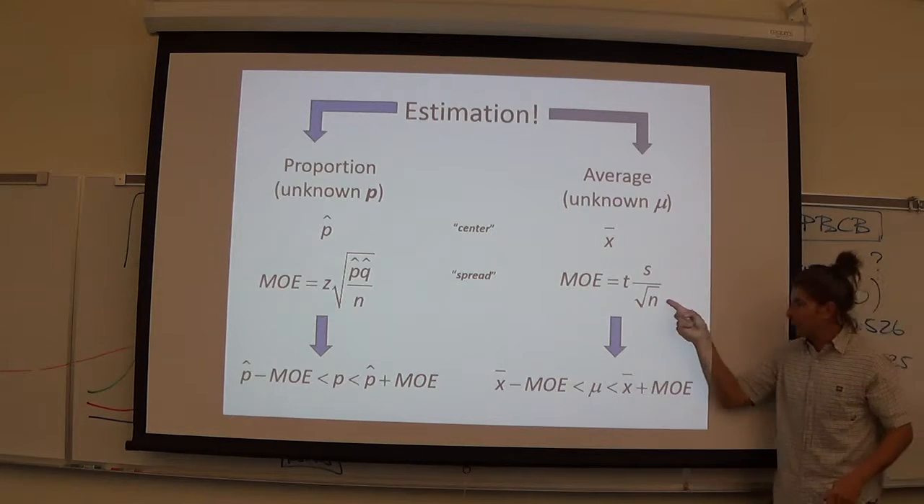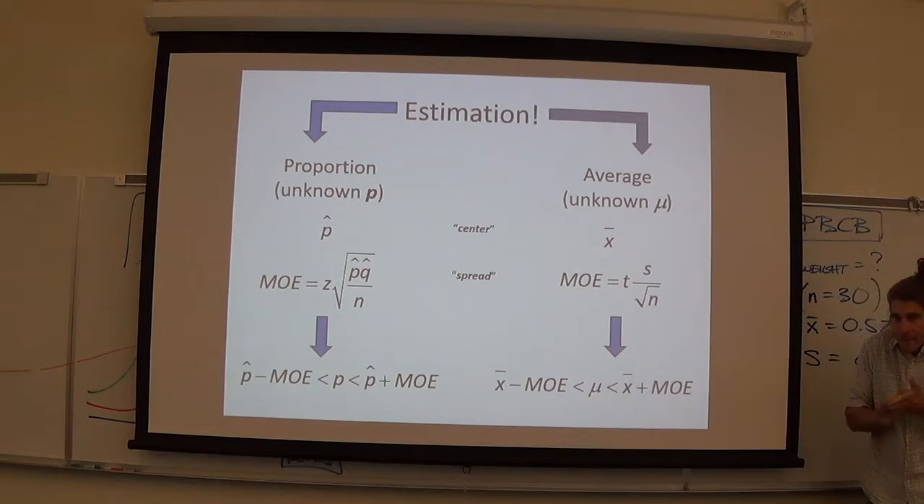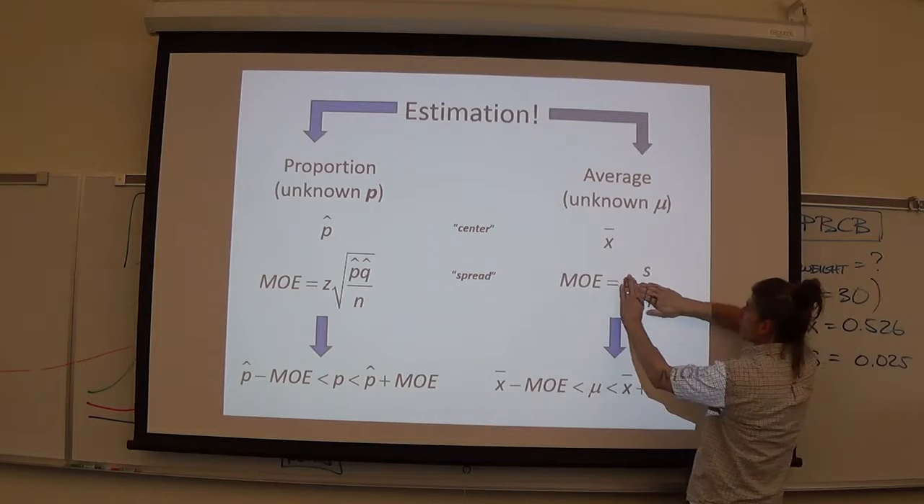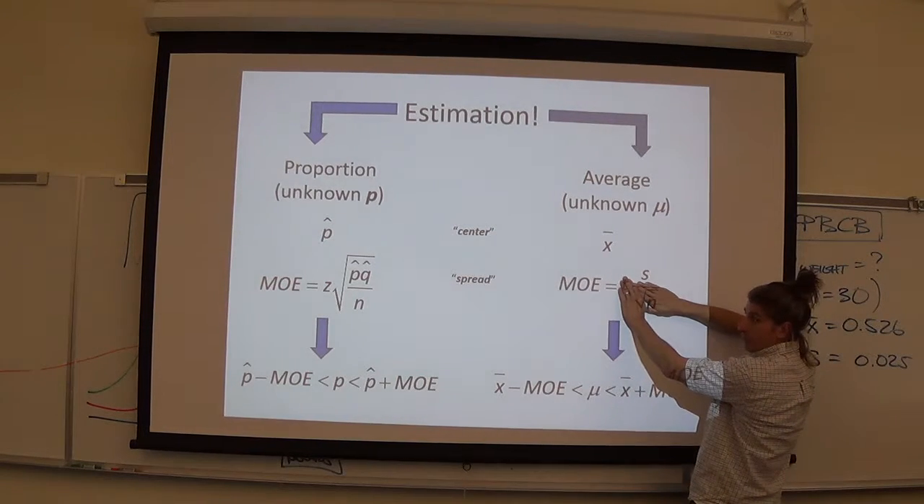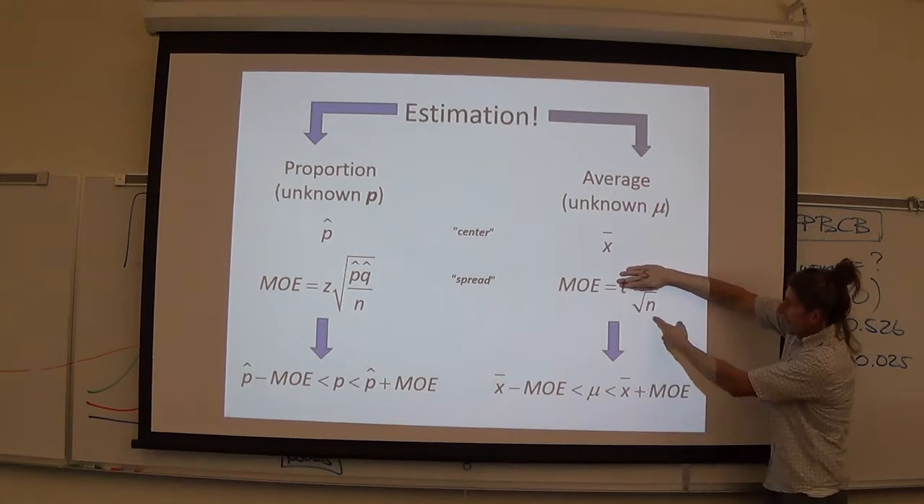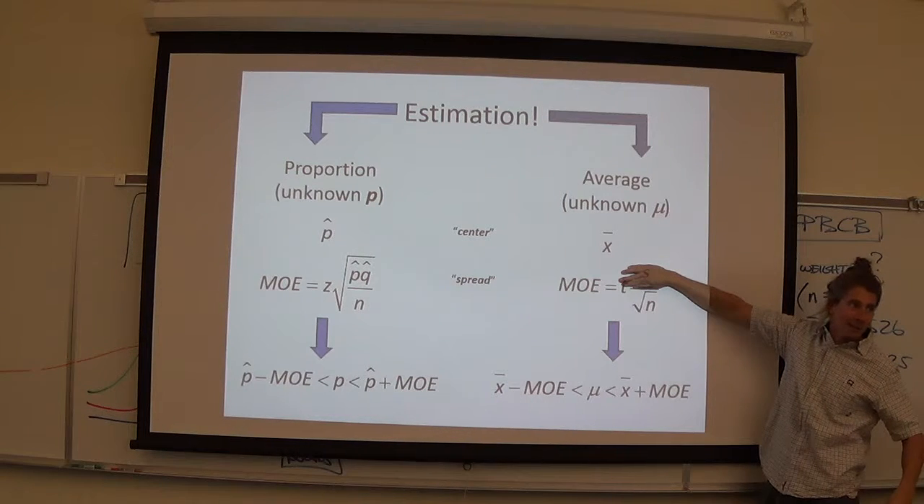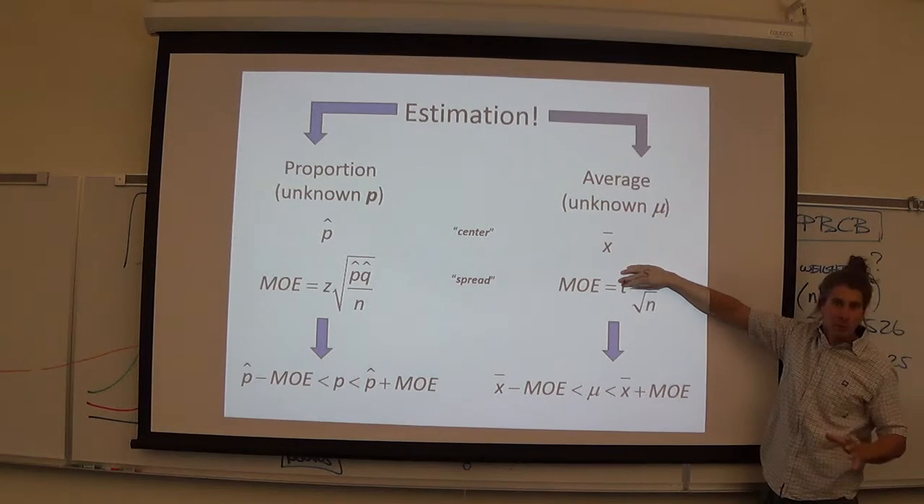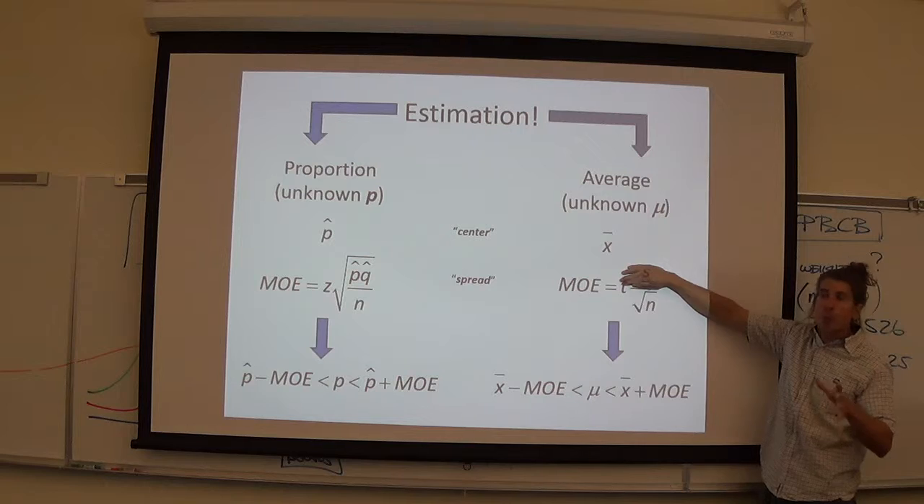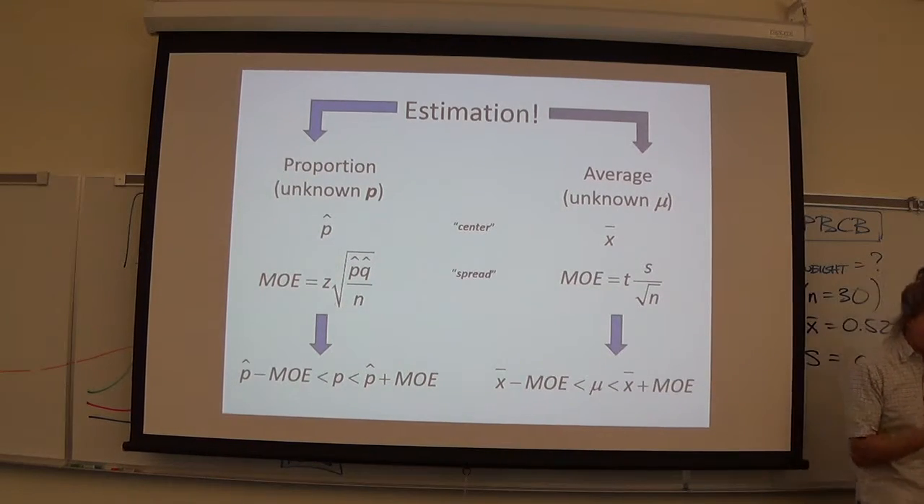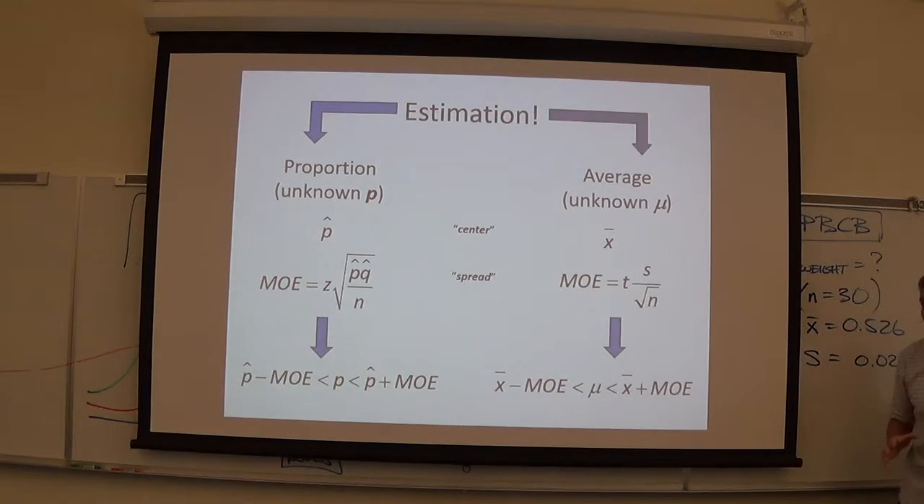Now, this guy, there's your S. Yes? Where'd that come from? Root n. Does that ring a bell from the central limit theorem? Vaguely. This, in my opinion, is the most surprising result of the central limit theorem.